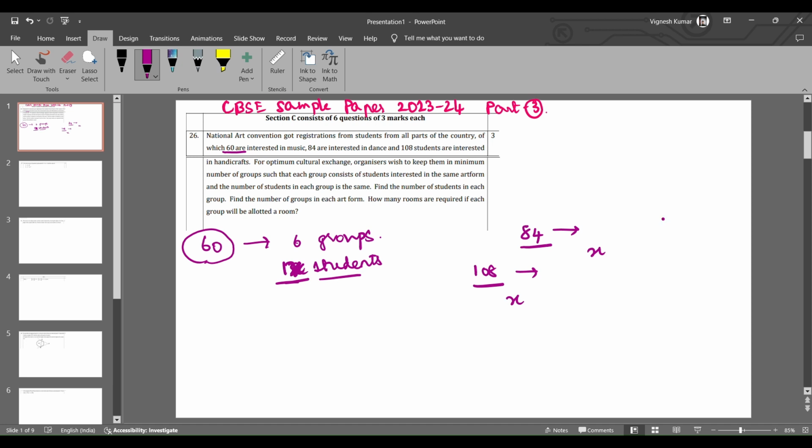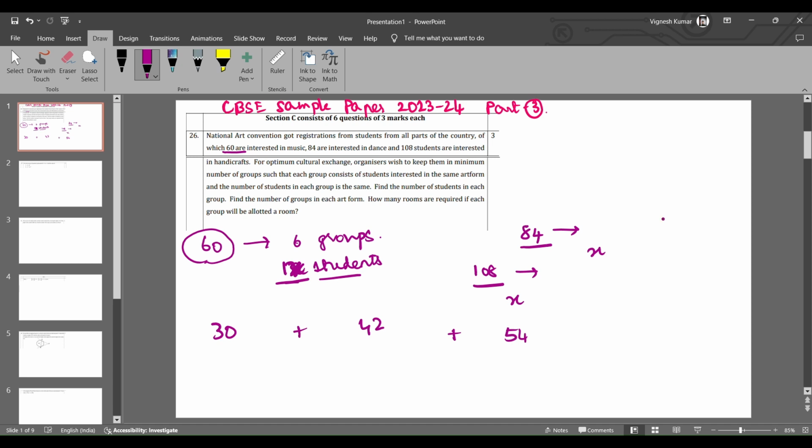So if I divide 60 students into groups in which each group contains 2 students, so totally I will have 30 groups for music alone, right? Since in each group I am dividing into 2 students, so 30 groups, 60 students. Similarly, 42 groups for dance and 54 groups for handicrafts I will be having. So totally how much? 30 plus 42 plus 54, nearly more than 100 groups you will be having.